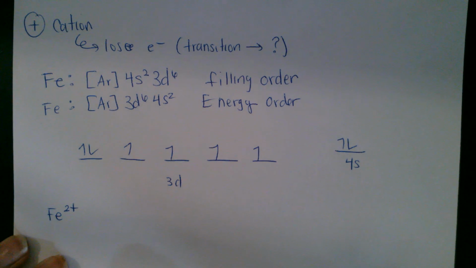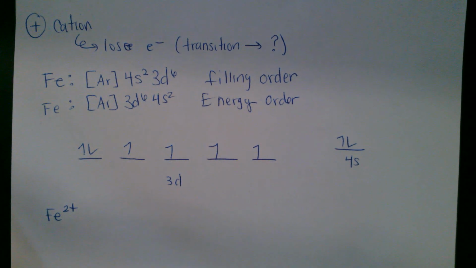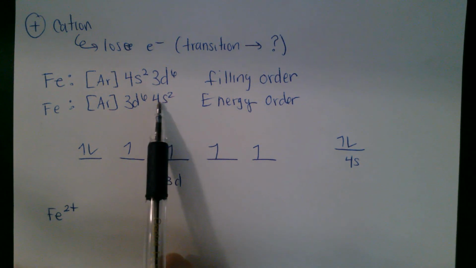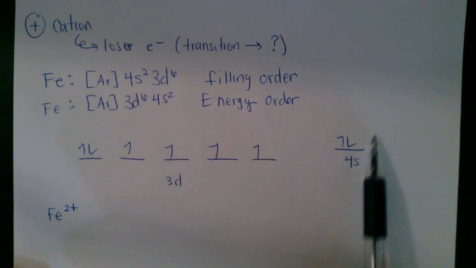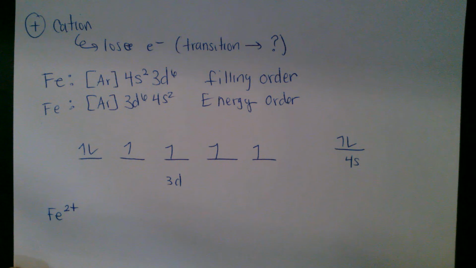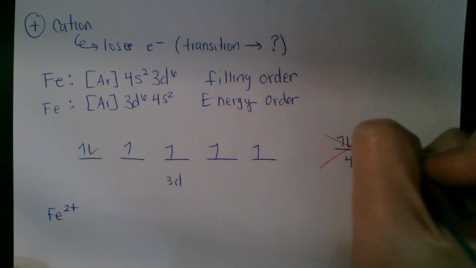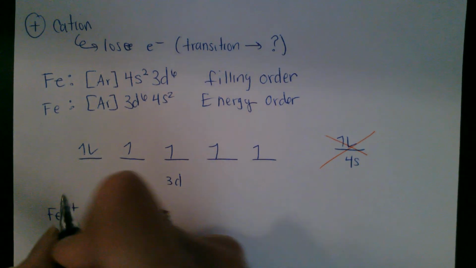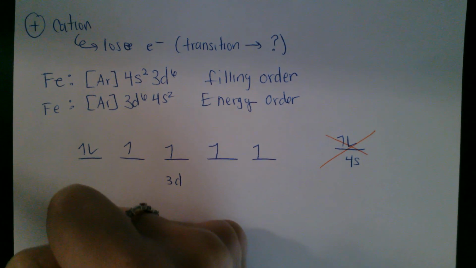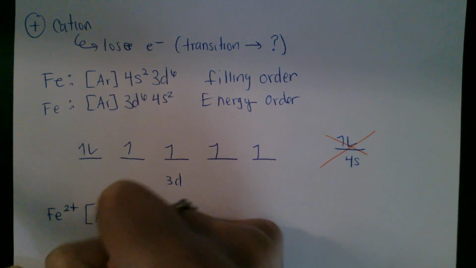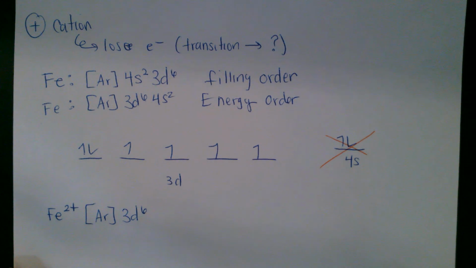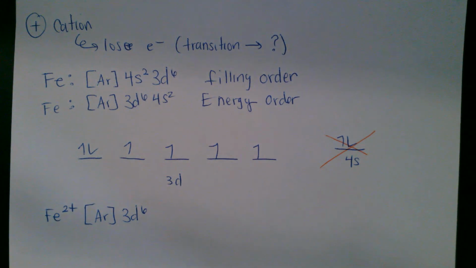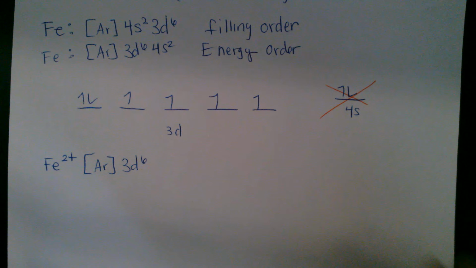We have Fe2+. Okay, so to form Fe2+, let's take a look. What two electrons would we lose? Again, the highest energy electrons. If we look at our energy order, it's these two s electrons. So these are the first two electrons lost. Highest energy, bam. So Fe2+ is argon 3d6, where those two highest energy electrons are lost.